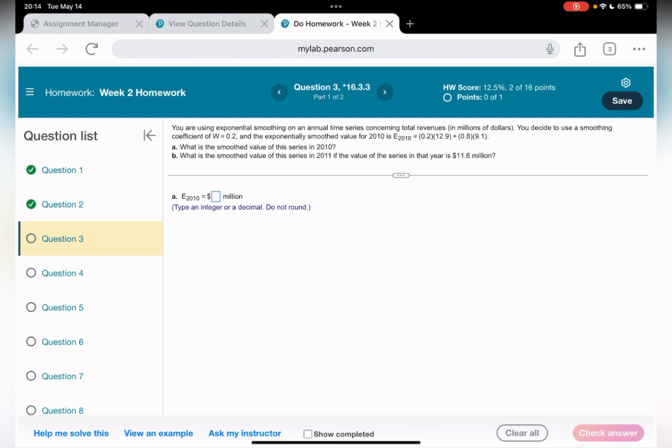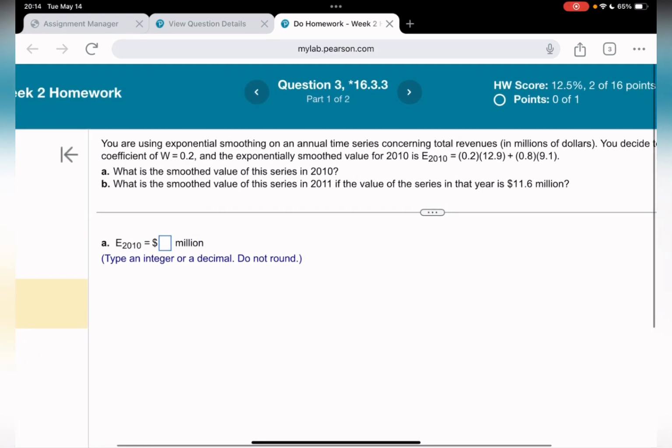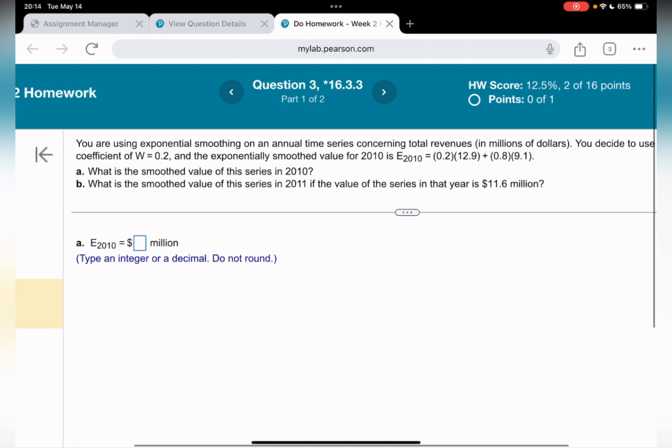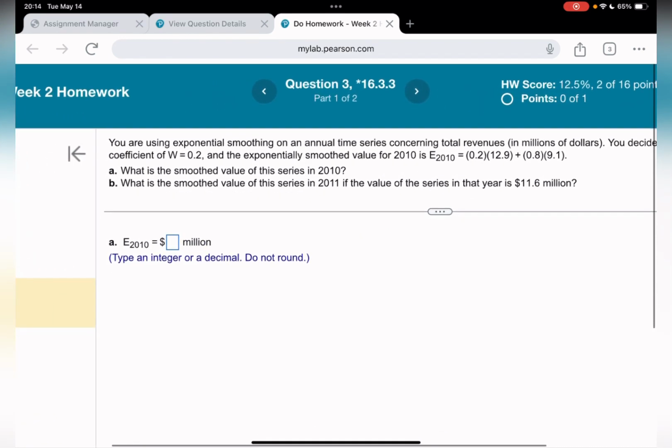All right. Now you're using exponential smoothing. Why do we use exponential smoothing a lot? Because in practice in economics it's very common to use exponential smoothing, because economies can grow exponentially. You are using exponential smoothing on an annual time series concerning total revenue in $1,000,000. You decide to use smoothing coefficient W equals 0.2.